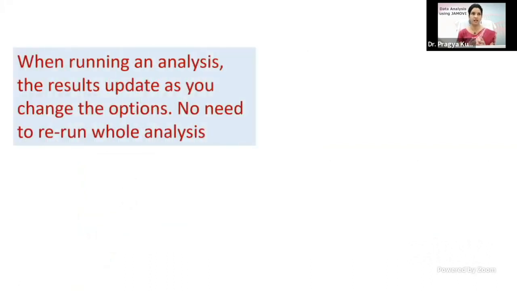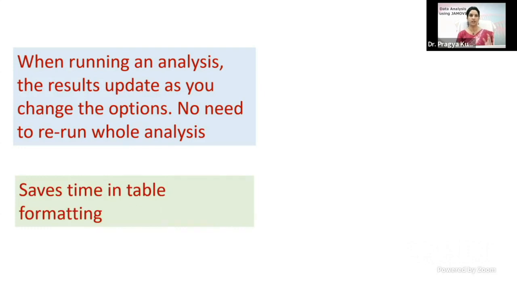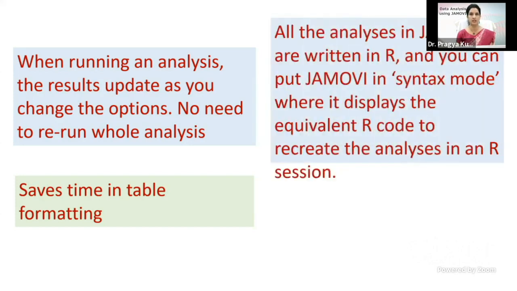So when we run an analysis, we always need a result update. We always need an output again, but most of the time we are changing our decision while we are doing the output. So in JAMOVI, there is no need to rerun the whole analysis, and it's a very user-friendly interface. That's why it saves time in formatting the table, because the output which comes in JAMOVI, we will see that it comes as an APA style table, very near to APA style, and you can directly copy and paste the table in your results section and start writing the interpretation.